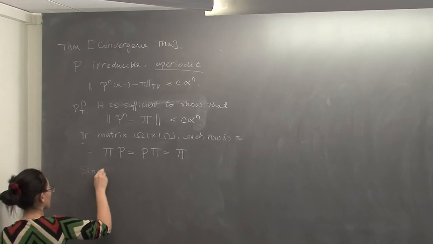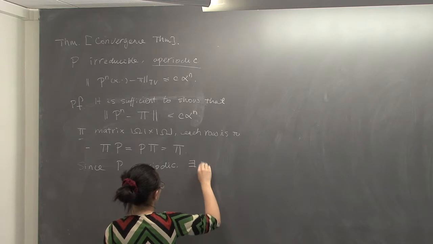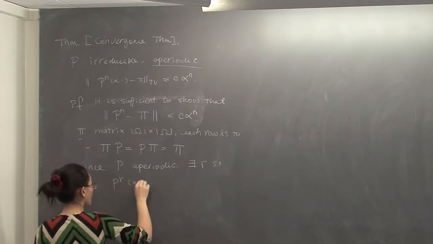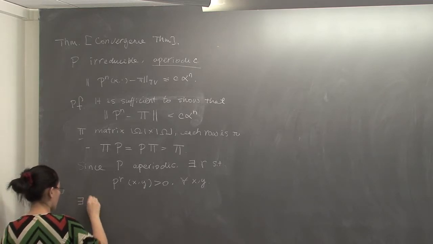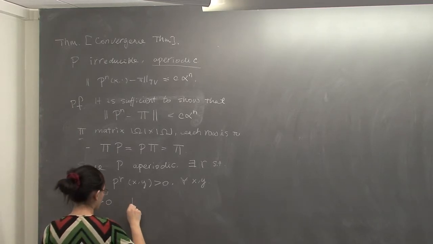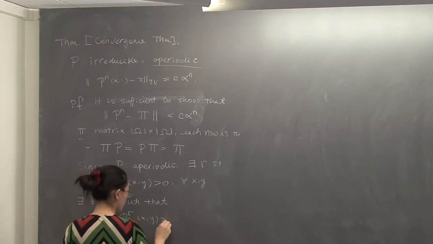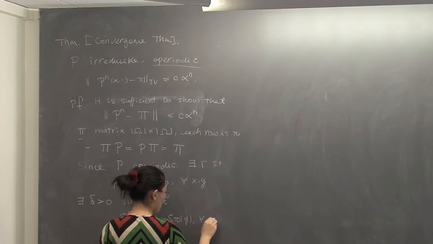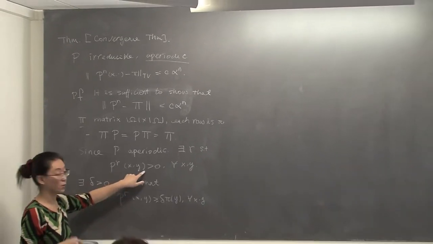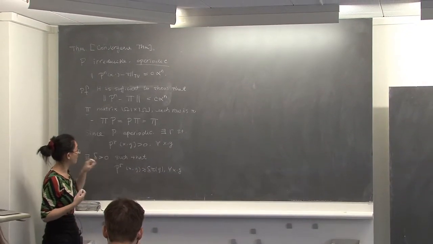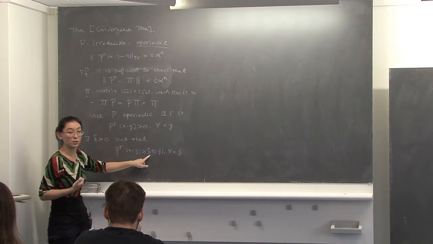Okay, so since we assume that P is aperiodic, from the last theorem we put in the first lecture, we know that there exists a number r such that P^r(x,y) is strictly positive for any x, y. And then we can find a quantity delta, strictly positive, such that P^r(x,y) is greater than delta times pi(y) for any x and y. Because this is strictly positive, if we divide this quantity by pi(y), it is still strictly positive. And since there are only finitely many of them, we can find the minimum delta that is strictly positive.